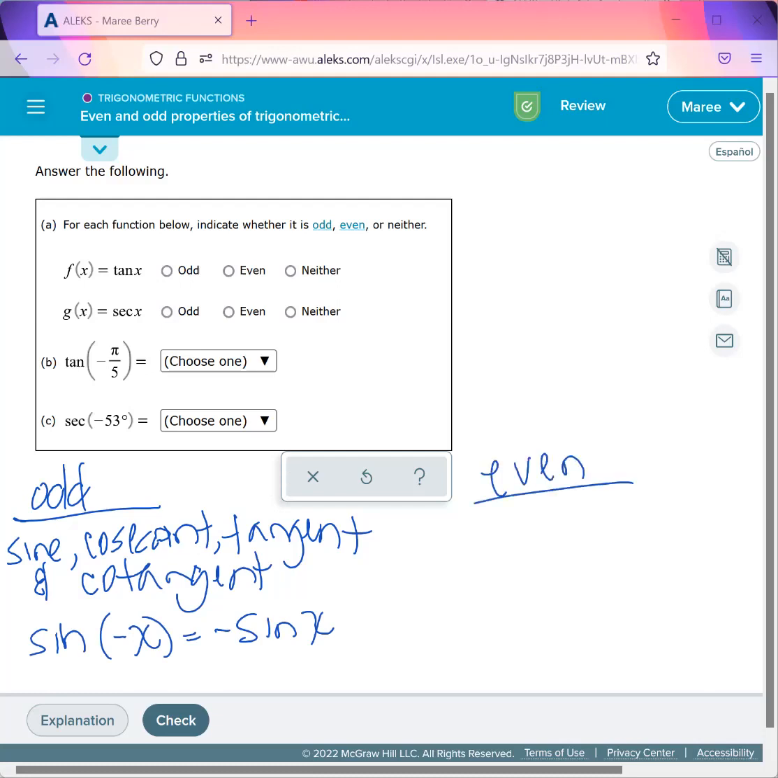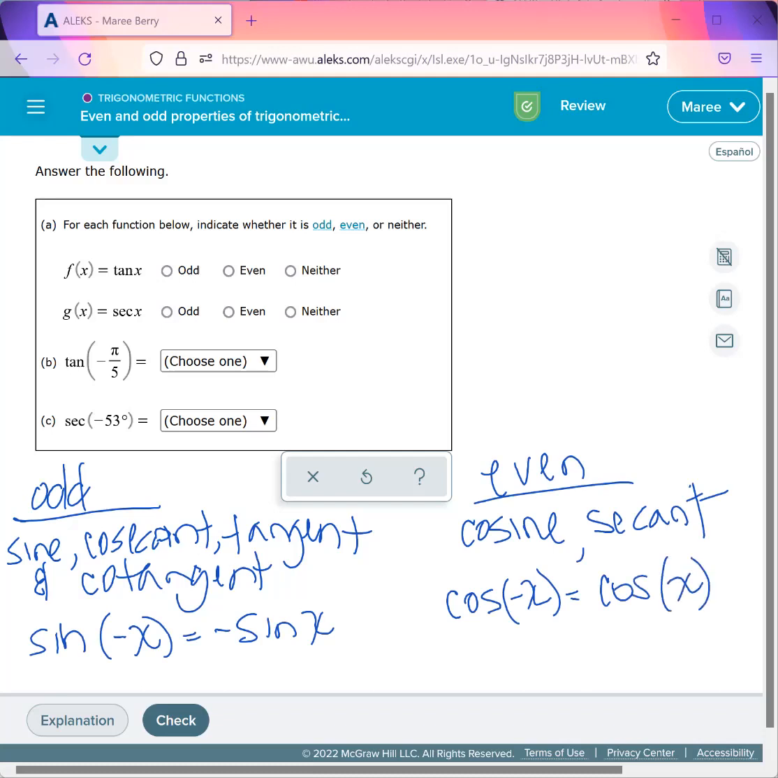And the only even functions are cosine and secant. And what that means is if you put in a negative x, it's the same as if you put in a positive x. So the cosine of negative x is equal to the cosine of x.